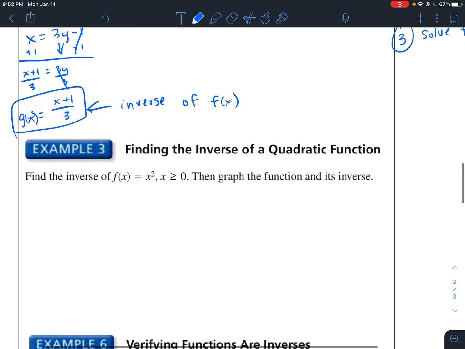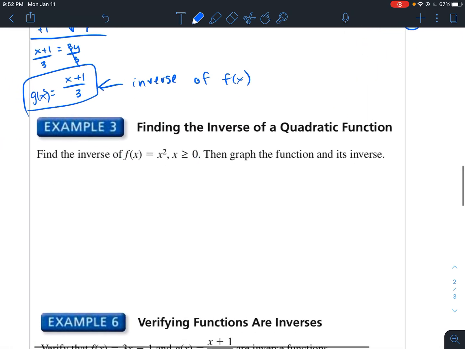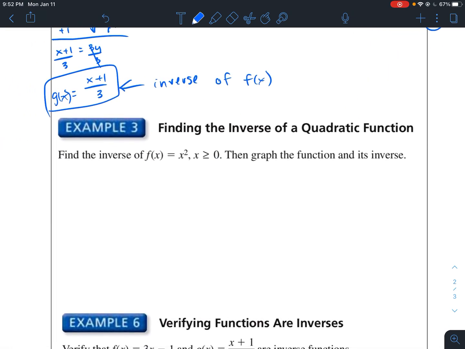And that's really all you have to do for all of these. So even if it's a quadratic, or a polynomial of degree 3, degree 4, or degree 5, all you got to do is follow these steps up here. So rewrite the equation with y is equal to x squared.